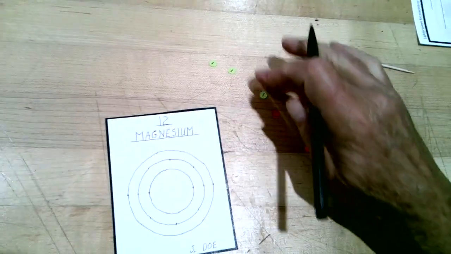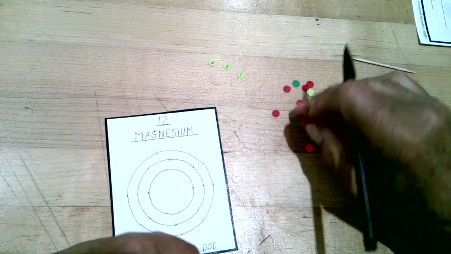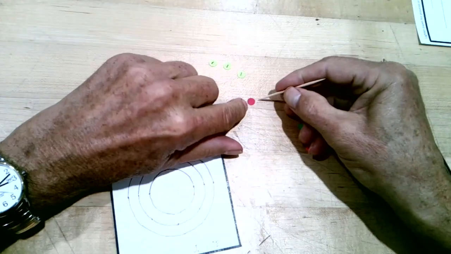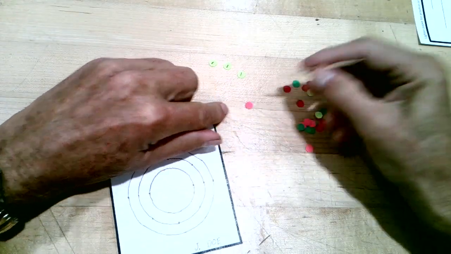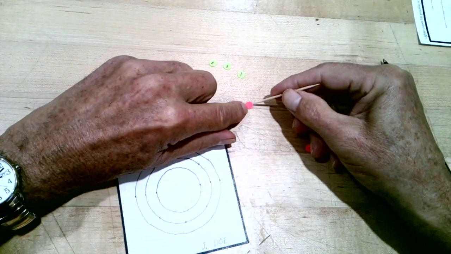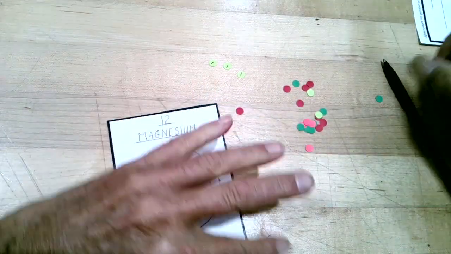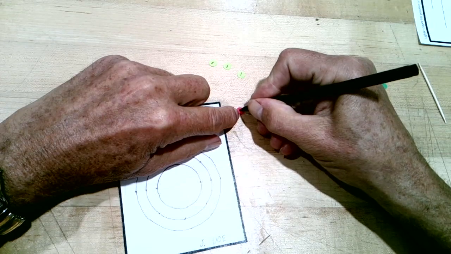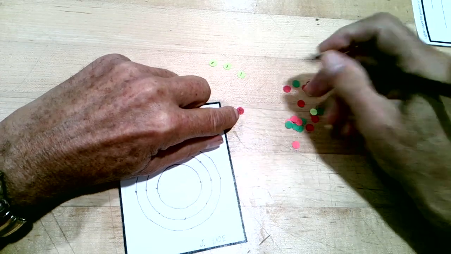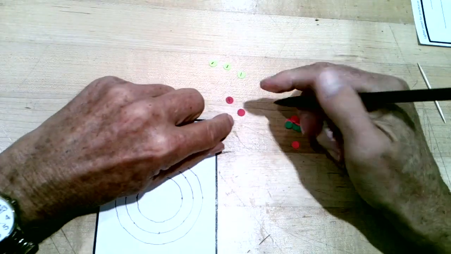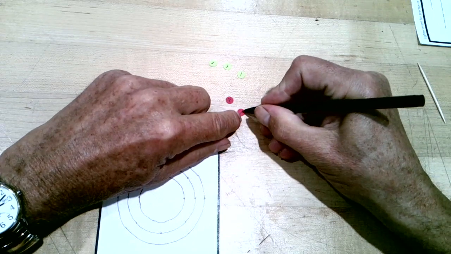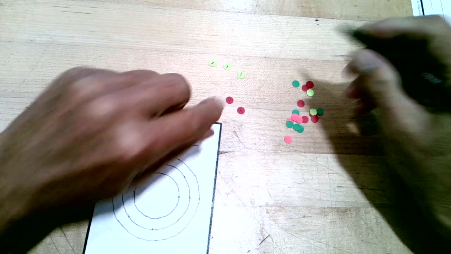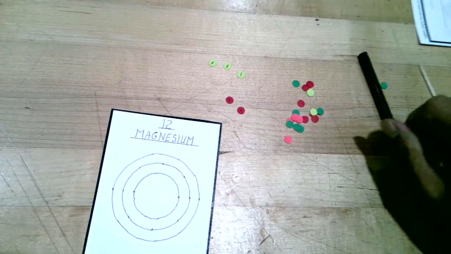So if all the green ones are electrons and they have a negative charge, then the red ones, you're going to put a plus sign on those. Now we've got a dark side and a lighter side. It doesn't matter which side you use. On this one, I'm going to go ahead and use the darker side, and we're going to put a plus sign on every one of the protons. So you'll have 12 protons, 12 electrons.